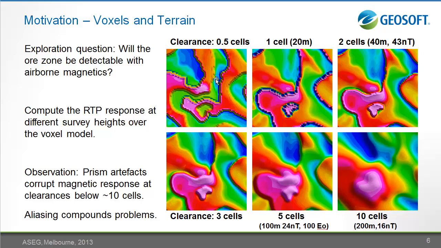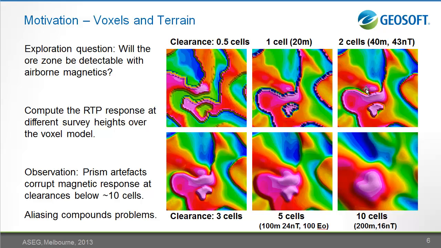So the first image here is with a clearance of half a cell, which in this case would be a 10-meter clearance, and you can see this very strange result, but if you look at it you'll soon see that this result actually maps out exactly the steps in the voxel model in the terrain. So really all we're seeing here are terrain artifacts. Next, on the right, we've stepped up to 1 cell height above the model, and we're still severely contaminated by voxel terrain artifacts.